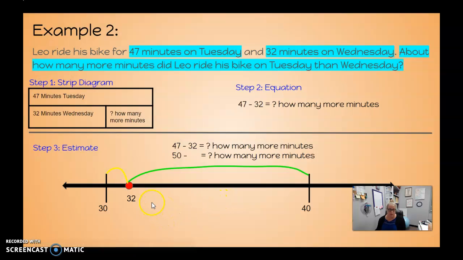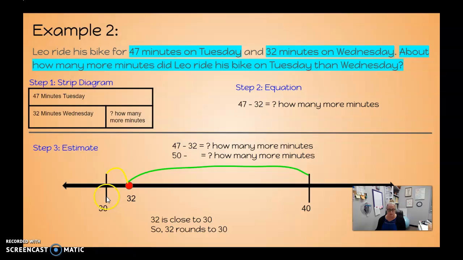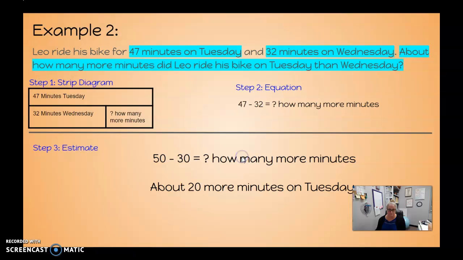If you said the yellow line, you are correct. The yellow line is shorter, so that means that 32 is close to 30, so 32 rounds to 30. Again, I'm going to put my 30 up here just to help me with my sentence. So now I know I'm looking for 50 minus 30 equals something.